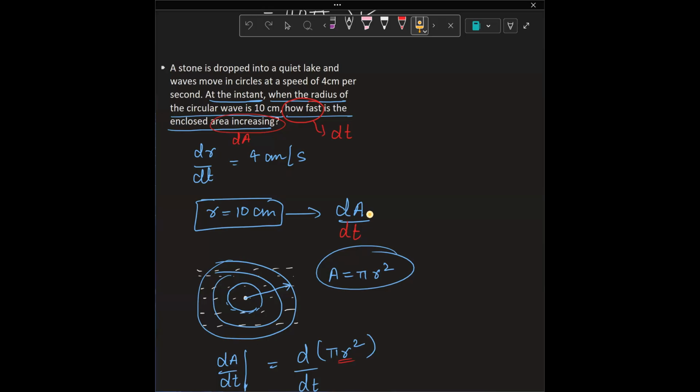Now what is asked? At the instant when the radius of the circular wave is 10 centimeter, that means a radius is given at this instant. How fast is the enclosed area increasing? How fast means we are talking about some time. So dt is there, and the enclosed area is increasing, so dA is there. So definitely you have to find dA over dt. Now you know the area. See, when you drop a stone in a quiet lake, you get concentric circles. Do you know what concentric circles are?